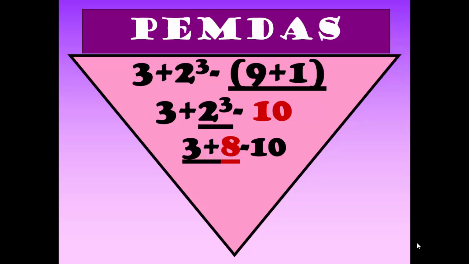Thinking about PEMDAS, we do not have any multiplication or division, so if we wanted to, we could cross those out. But we do have addition and subtraction, and we want to go from left to right. If you'll notice, guys, I've kind of underlined what it is we're doing. So now we're going to do 3 plus 8, which gives us 11. Now we have 11 minus 10, and our final answer is 1.